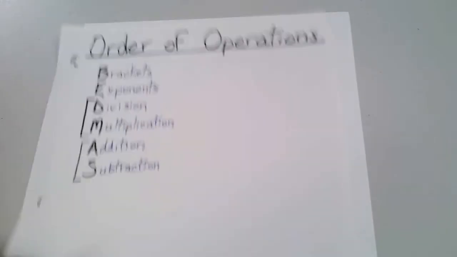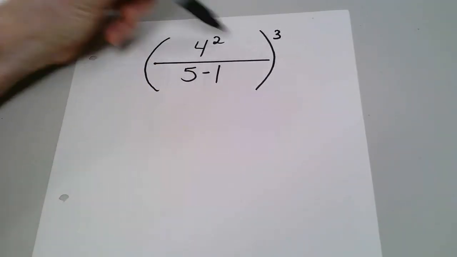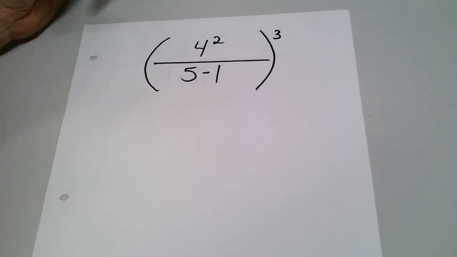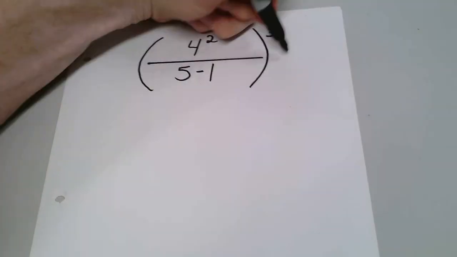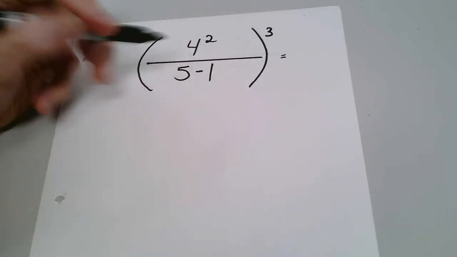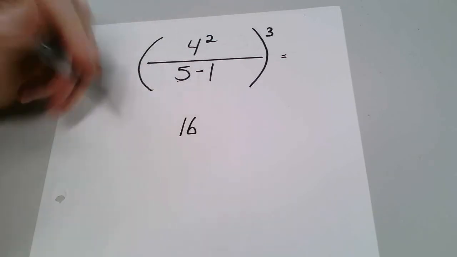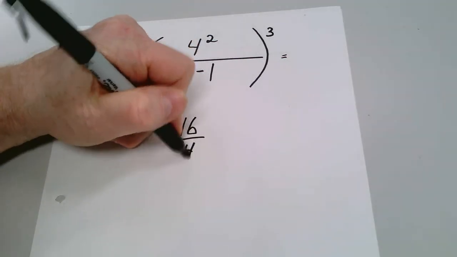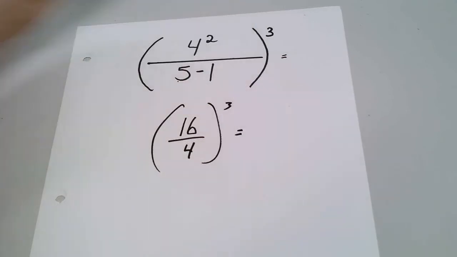Here we go. Back to the order of operations. What do we do first? Well, we do what's in the brackets because that's first. But in order to do what's in the brackets, we have to know what's on top and what's on the bottom. So we've got to figure out what's on top and what's on the bottom first. So here we go. 4 squared would give us what's on the top. 4 times 4 is 16. 5 minus 1 would give us what's on the bottom. And all of that is cubed.